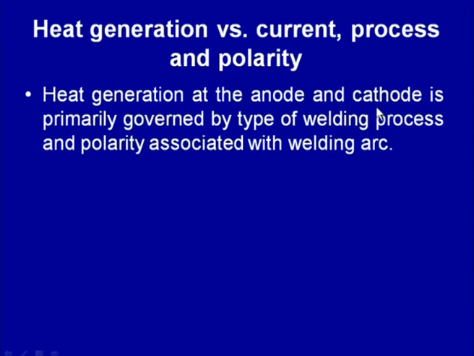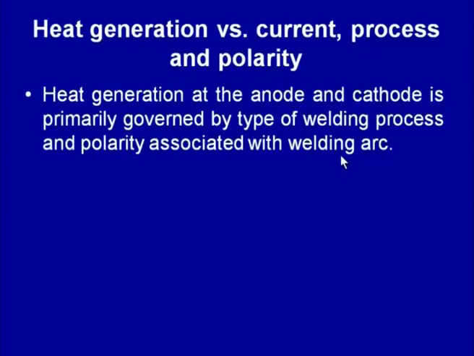The generation of heat at the anode and the cathode is primarily governed by the welding process and the polarity. For a given flow of welding current, the variation in anode voltage and cathode voltage directly affects the heat generation in these zones. But how to regulate the amount of heat generated on the anode and cathode side? That can be done easily by changing the polarity. With the change of polarity, the electrode which was cathode earlier can be made anode, and the workpiece which was earlier anode can be made cathode. So, the change of polarity affects which side will be the anode or cathode, and accordingly heat generation will be regulated.